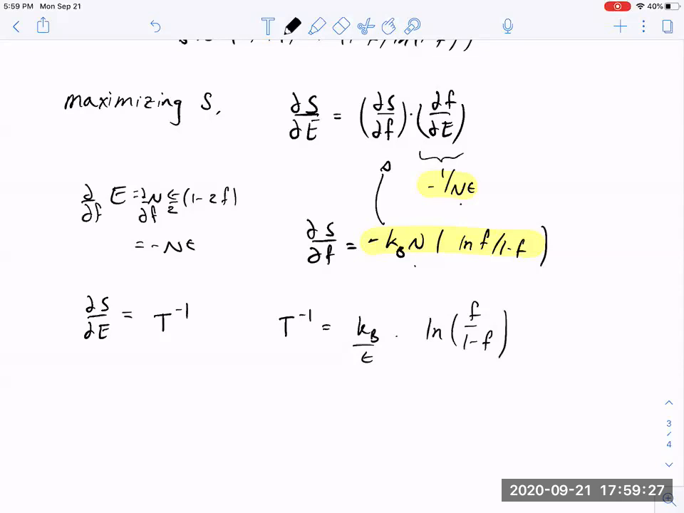So that is a condition that must be satisfied in the most likely arrangement of the system.